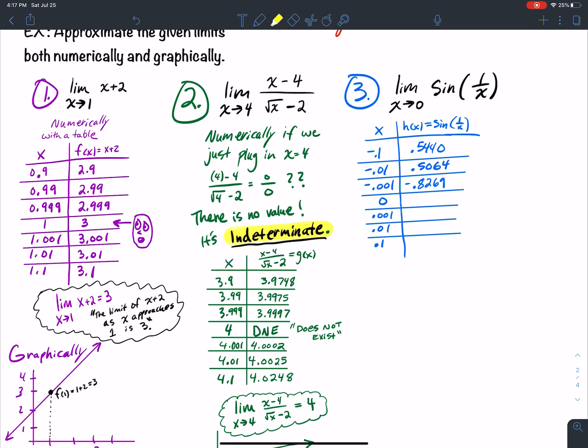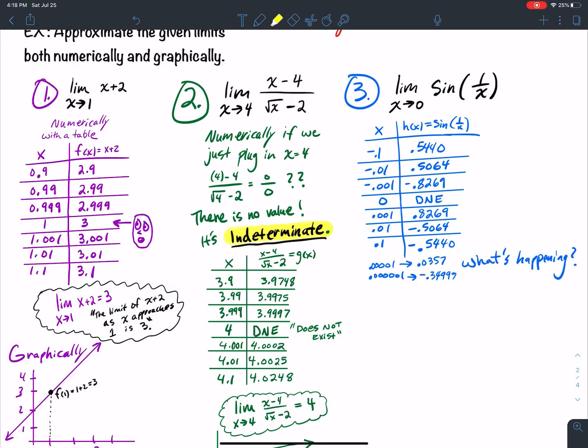Okay, it looks like it's going down, and then all of a sudden it jumps down to negative 0.82, right? The sine function. And if I plug in 0 here, I'm dividing by 0, which is undefined, so I can't plug in 0 there. That doesn't work, okay? On this side, it's positive 0.8269, and this is just really, really kind of weird. What's going on here, right? Maybe we just need to get closer so that we can see some type of pattern. So let's get really, really close.